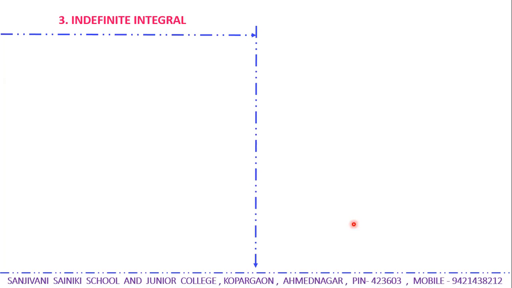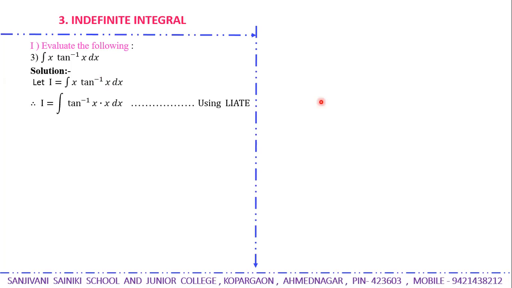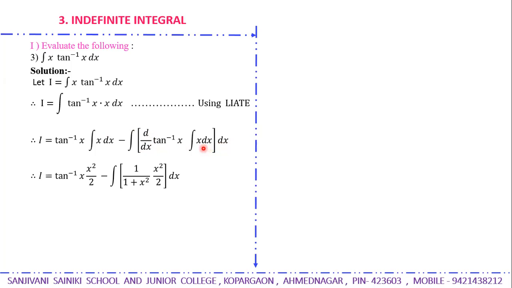Now moving further, the next example is x tan inverse of x. Now how to solve it? LIATE. The inverse trigonometric must be the first function and then the algebraic function. So first function as it is, integration of the second minus integration of the derivative of the first function into integration of the second function. Now the derivative of tan inverse of x is 1 upon 1 plus x square, and the integration of x is x square upon 2.